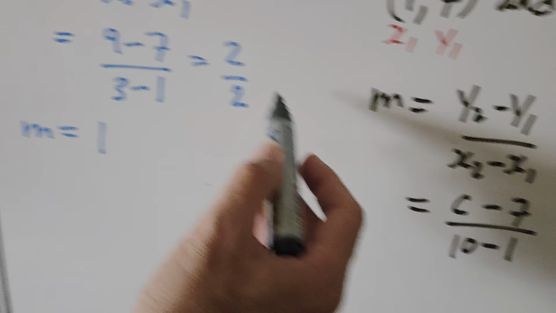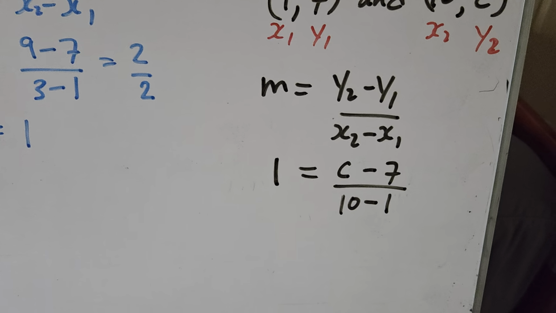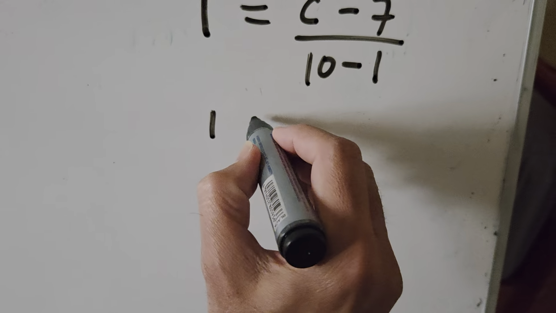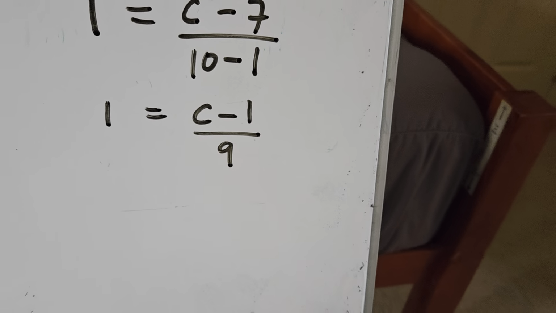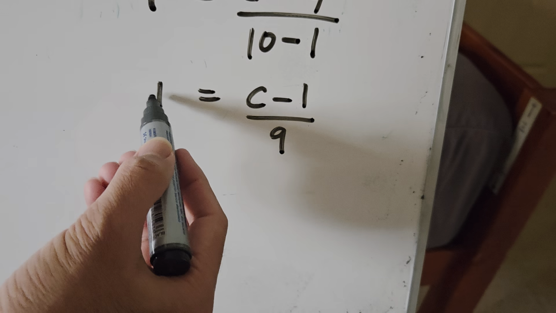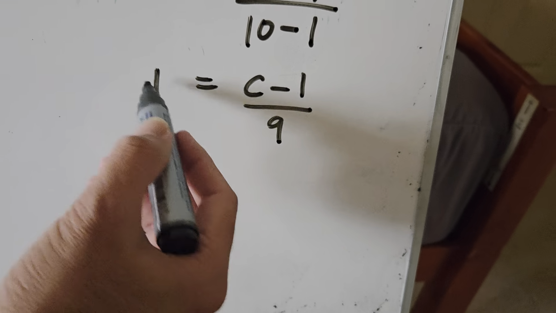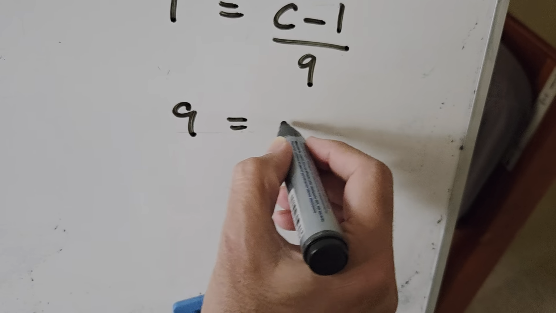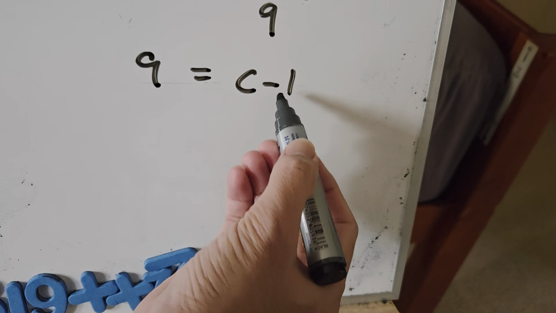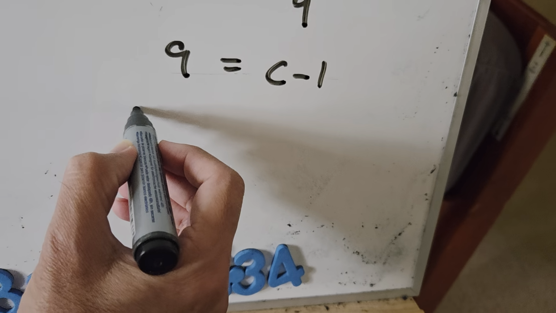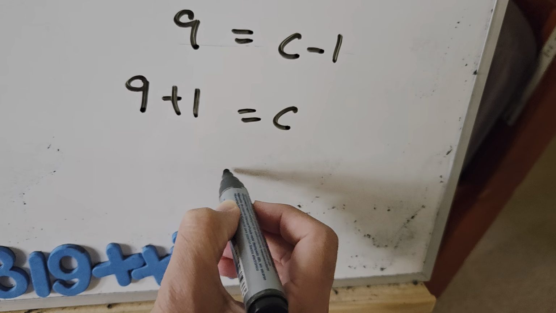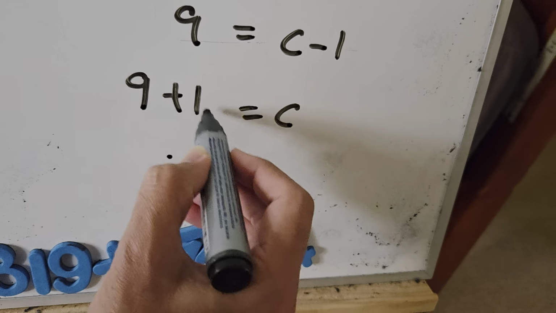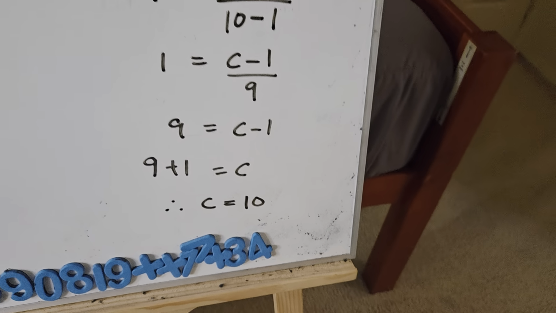So what is the m value? The m value we've already found is equal to 1. So you put that over here. Your 1 is equal to C minus 7 divided by 10 minus 1, which is 9. To solve, the 9 goes that side and becomes times. So 1 multiplied by 9 is equal to 9. 9 is equal to C minus 1. Next step, the minus 1 goes this side and becomes plus 1. Therefore, the value of C is equal to 9 plus 1, which is equal to 10.